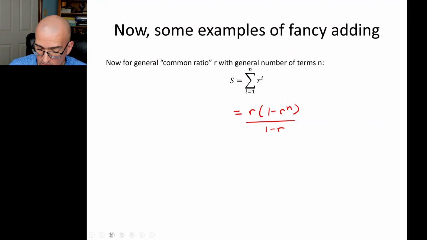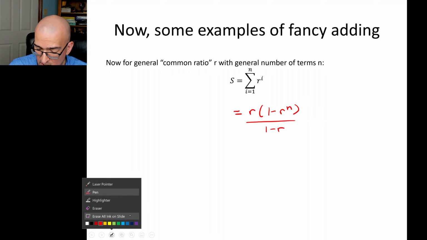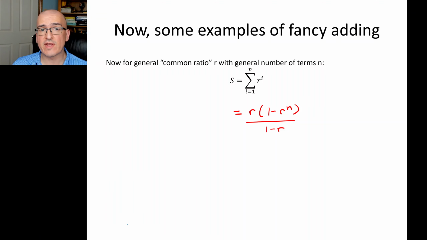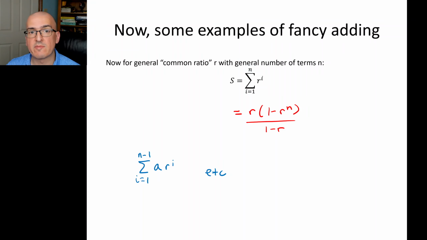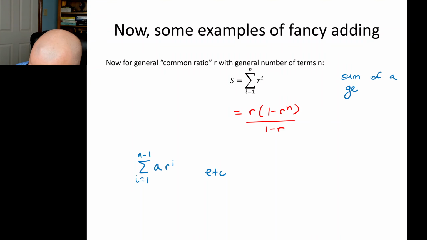And one more thing, you'll come across different variations of this. Like you'll have the sum from i equals 1 to n minus 1 of a times r to the i. And it'll look a little bit different, etc. But they all follow the same type of format. They're all types of geometric sums. Sum of a geometric series.